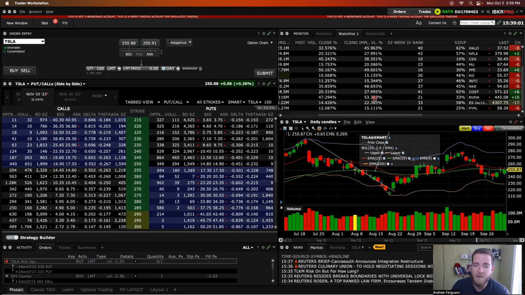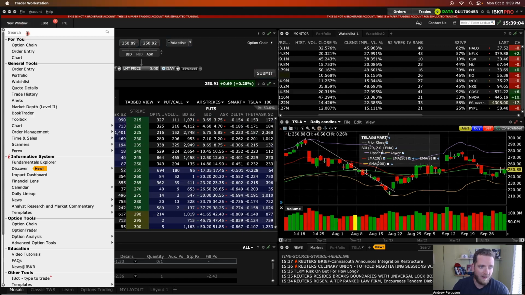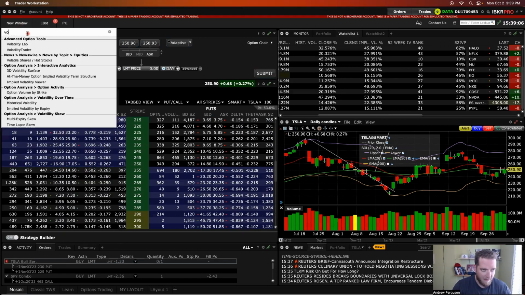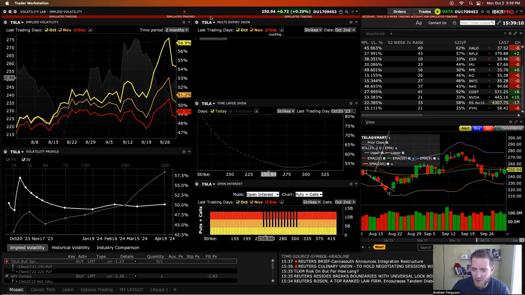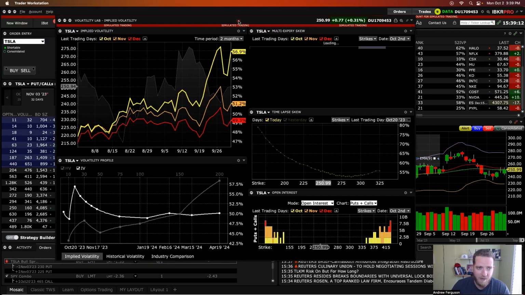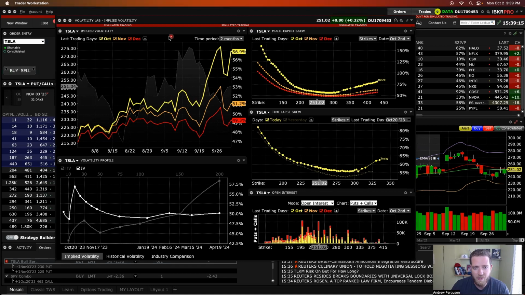We can also look at one other tool in here. You can go into the new window and look at Volatility Lab. This is a pretty cool tool. This isn't something you have to do, it's just something that I like to do when I'm looking for volatility trends. I'm going to explain this chart for you. You can change the little tickers right there. Let's keep it with Tesla though for now.